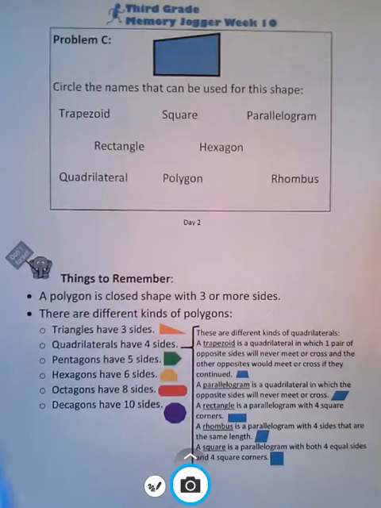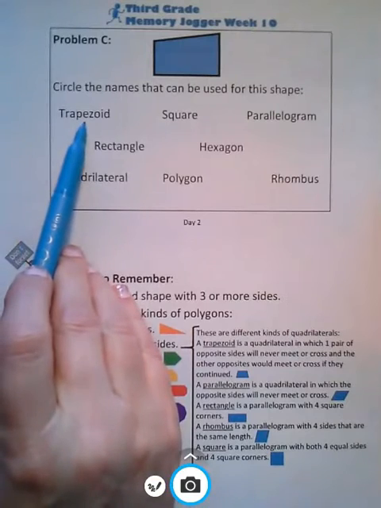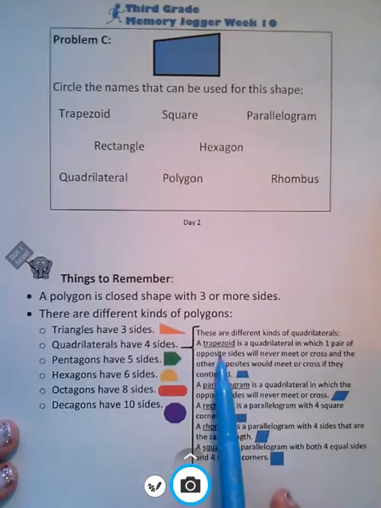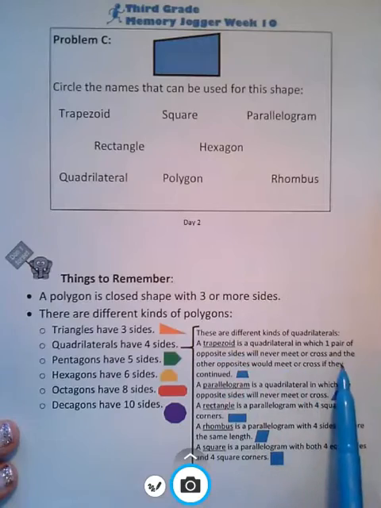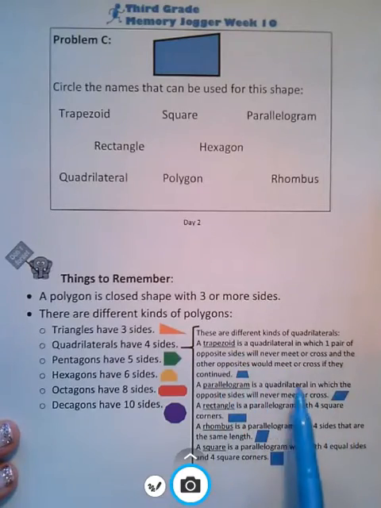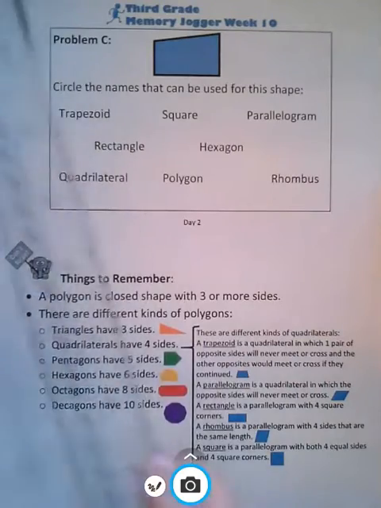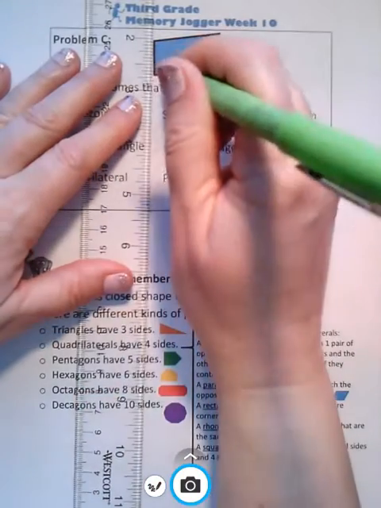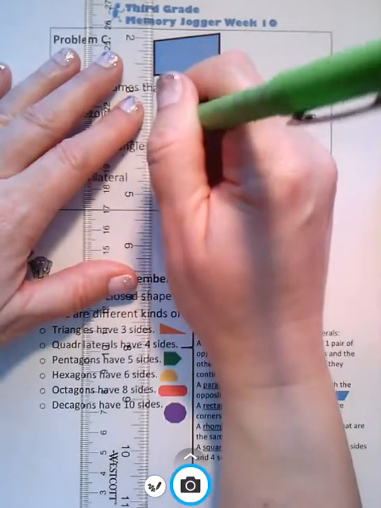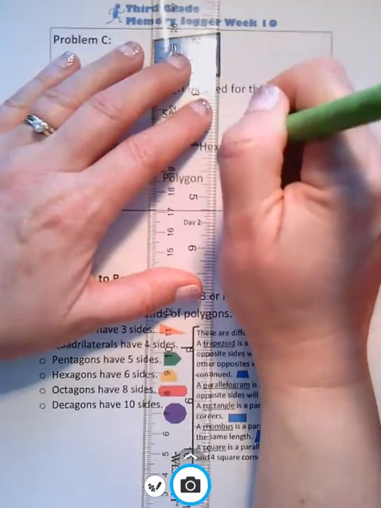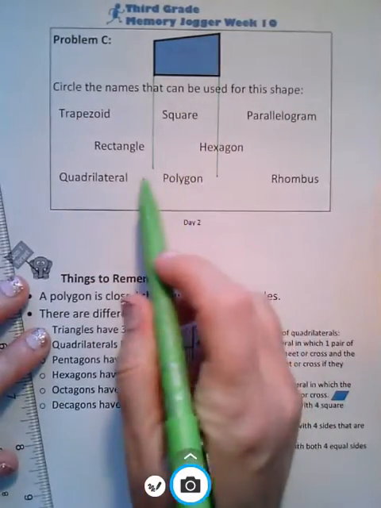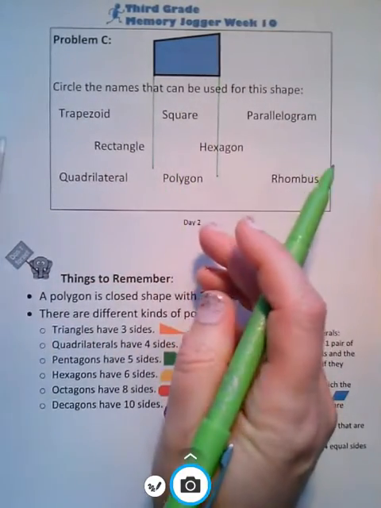So let's take a look at these choices. Our first choice is trapezoid. When we look at trapezoid, it said a quadrilateral in which one pair of opposite sides will never meet or cross, and the other opposites would meet or cross. And just to take a look at that, if I were to keep going here, we can see this side, and I'm just going to extend that side down. We can see that those are staying the same distance apart. They would never meet or cross.